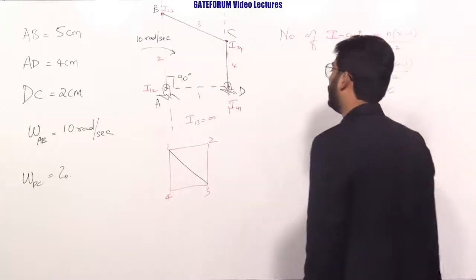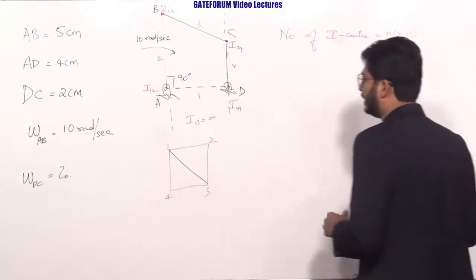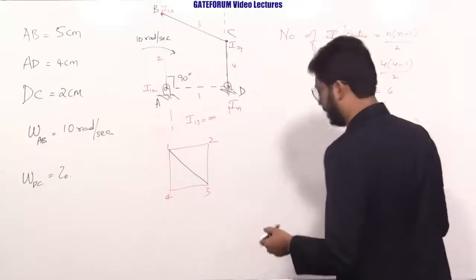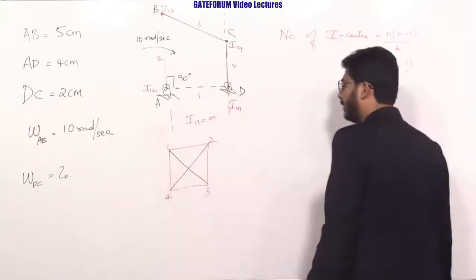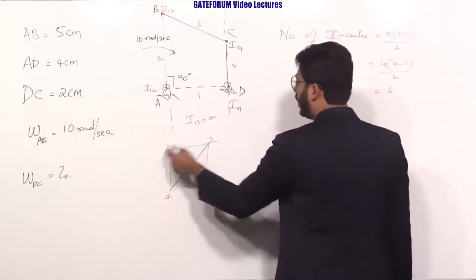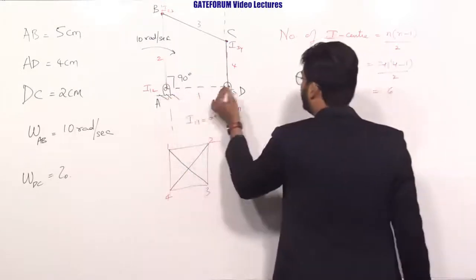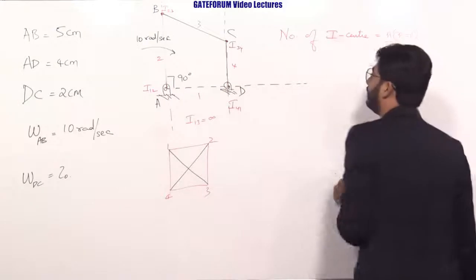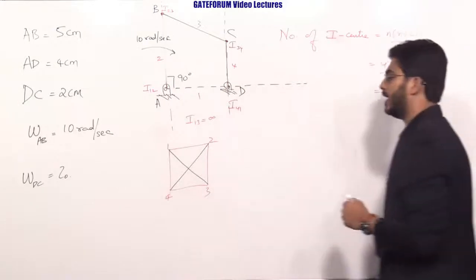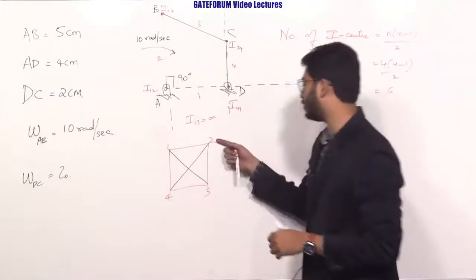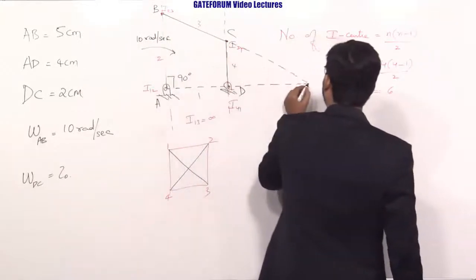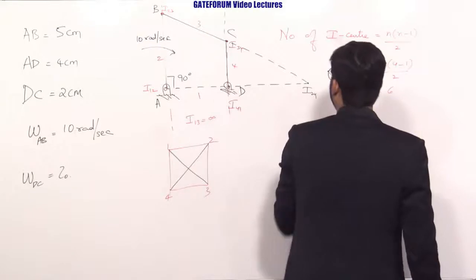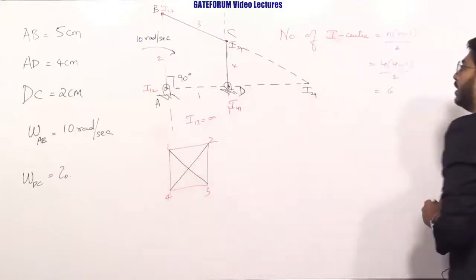Now coming to the other instantaneous center, I24. I24 should be collinear with I12 and I14. This is the line through I12 and I14. Next, I24 should be collinear with I23 and I34. Here is that line. So this is I24.